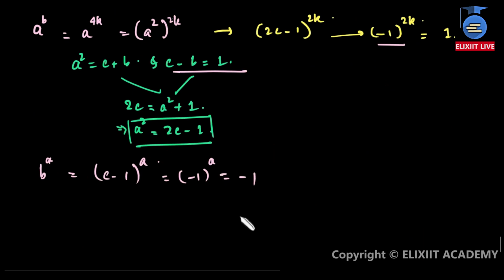The remainder is minus 1. What have they asked to prove? a to the power b plus b to the power a is congruent to 0 modulo c basically. So can you see that the first remainder is 1, the next remainder is minus 1. 1 minus 1 is what? 0. Isn't it? 1 minus 1 is 0. So a to the power b plus b to the power a is divisible by c.